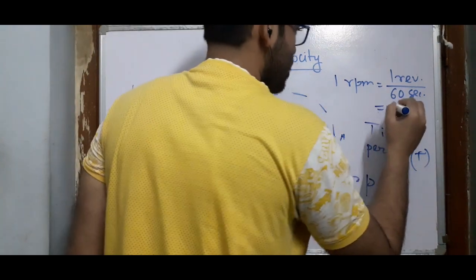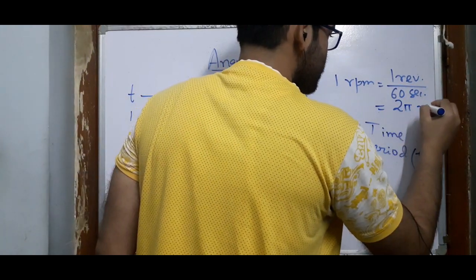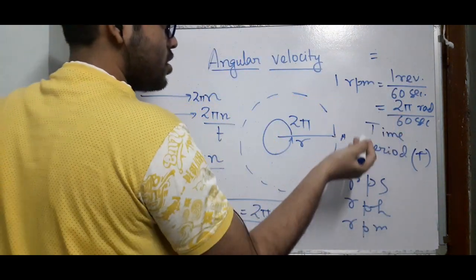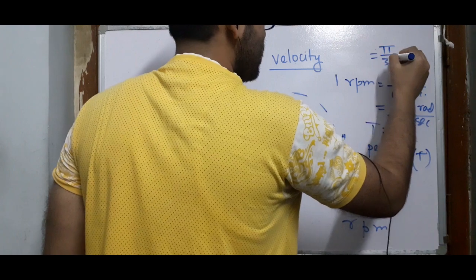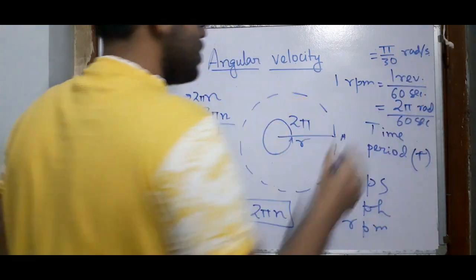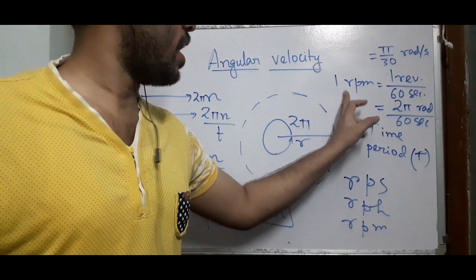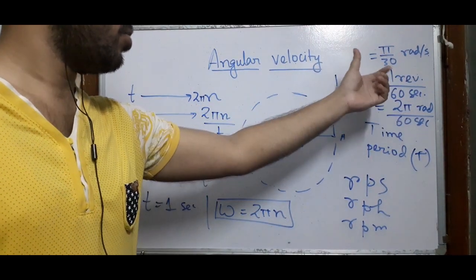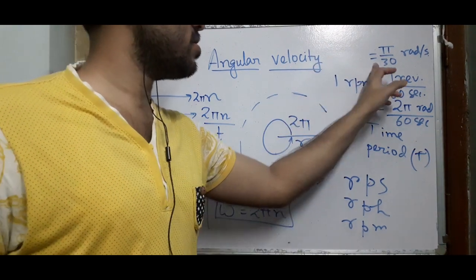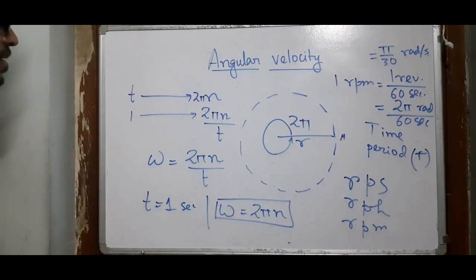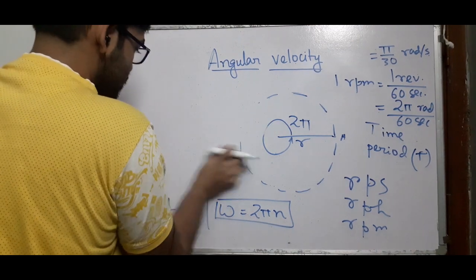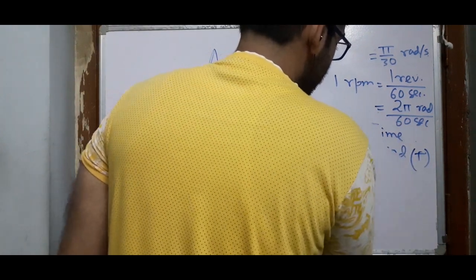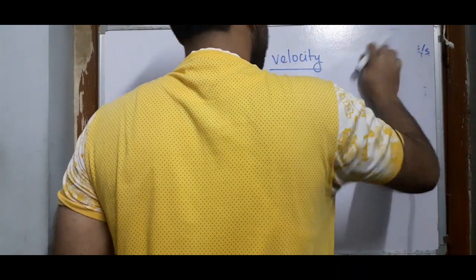I think that is clear. Now 1 revolution is equals to 2 pi radian. So you can easily conclude that that is equals to pi over 30 rad per second. So if you are given RPM or angular velocity in terms of RPM or rad per second, you can interchange them very easily using this result. Next we go on to derive the relation between linear velocity and angular velocity.